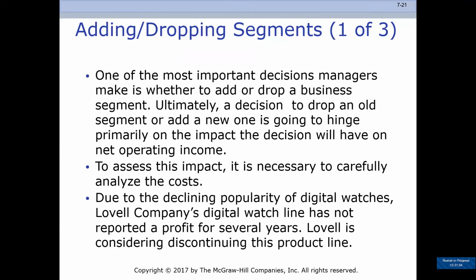So one of the most important decisions managers make is whether to add or drop a business segment. Ultimately, the decision to drop an old segment or add a new one is going to hinge primarily on the impact the decision will have on its operating income. So basically, the way you do this is you make an income statement where you have two columns, one for the current situation where you have the product line, and then another column where you don't have the product line. And the revenues would change because if you don't have a product line, you're not going to be able to sell any units, so the revenue would become zero.